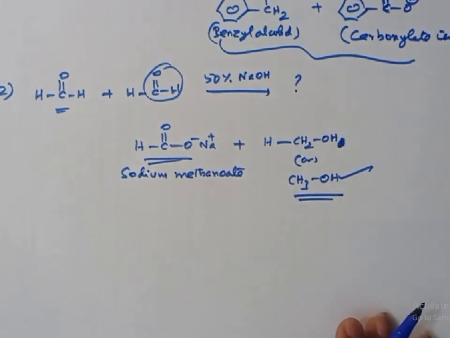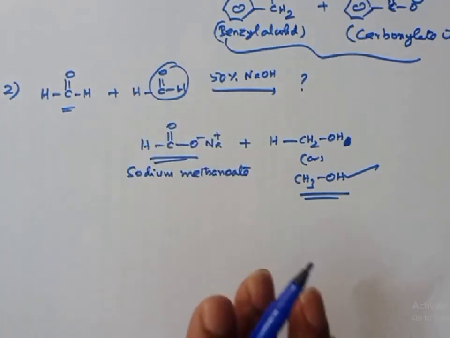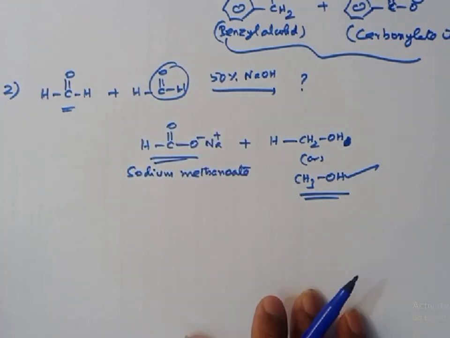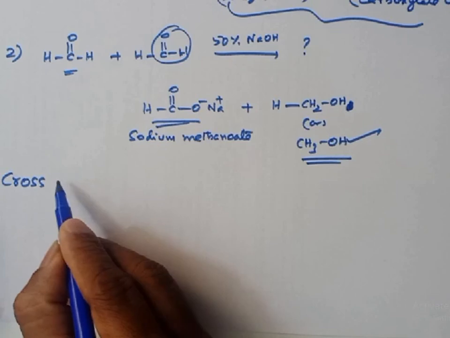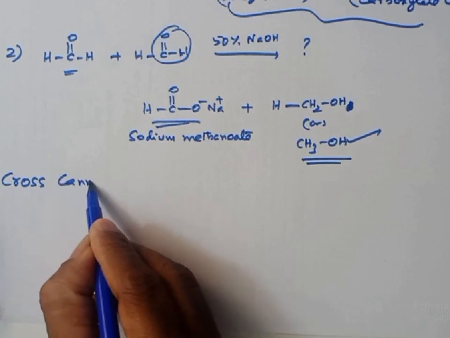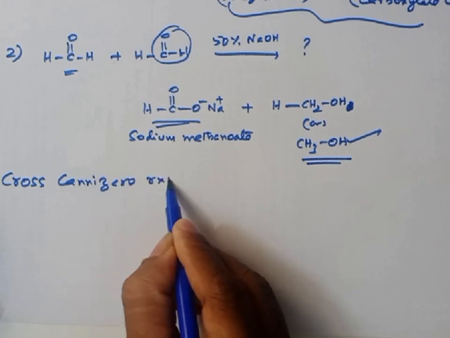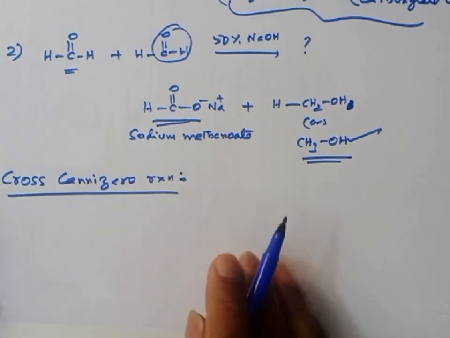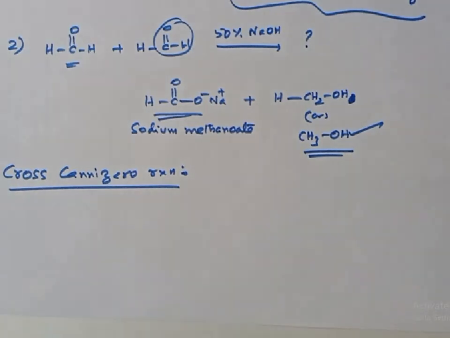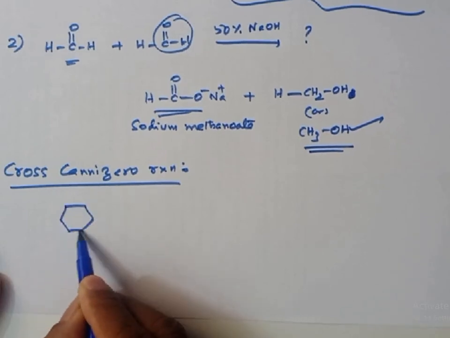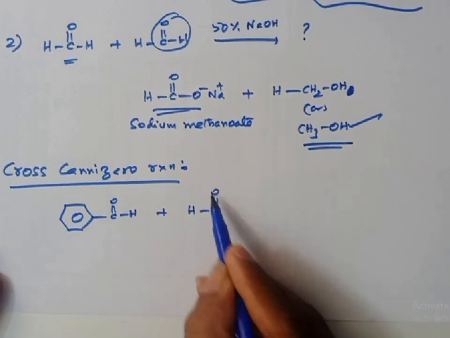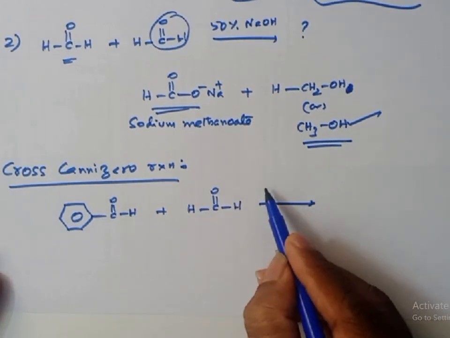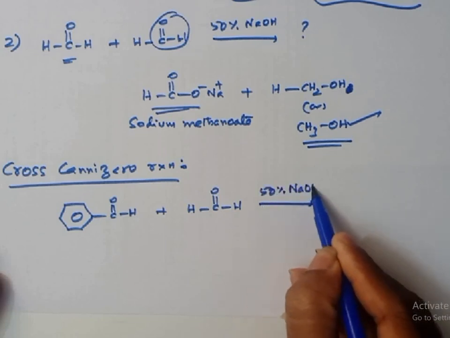Take down. These two are examples I have given for simple Cannizaro. Now let me give an example for cross Cannizaro reaction. What is cross Cannizaro? You should take two different molecules. Students, observe carefully. Now let me take benzaldehyde and another molecule formaldehyde. Now I'll put 50% sodium hydroxide, concentrated base.